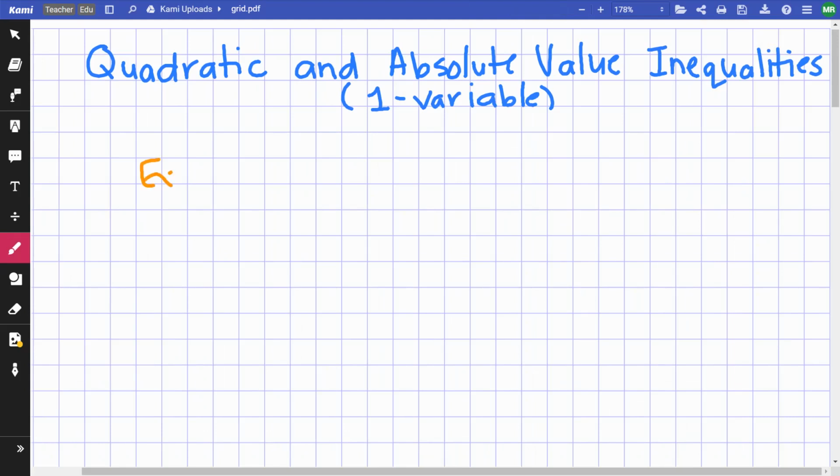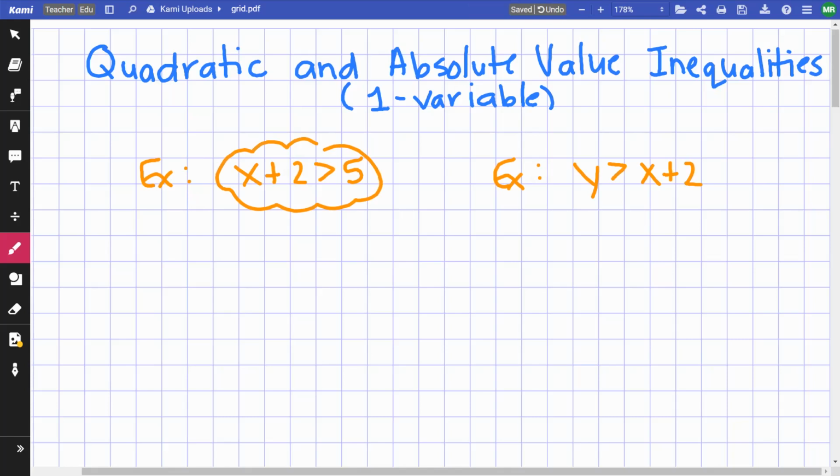In Integrated 1, we saw something like x plus 2 is greater than 5. But we also had to solve maybe something like this: y is greater than x plus 2. This one here is on a number line because I have one variable, just x. This one here is on an XY axis because I have an x and a y.